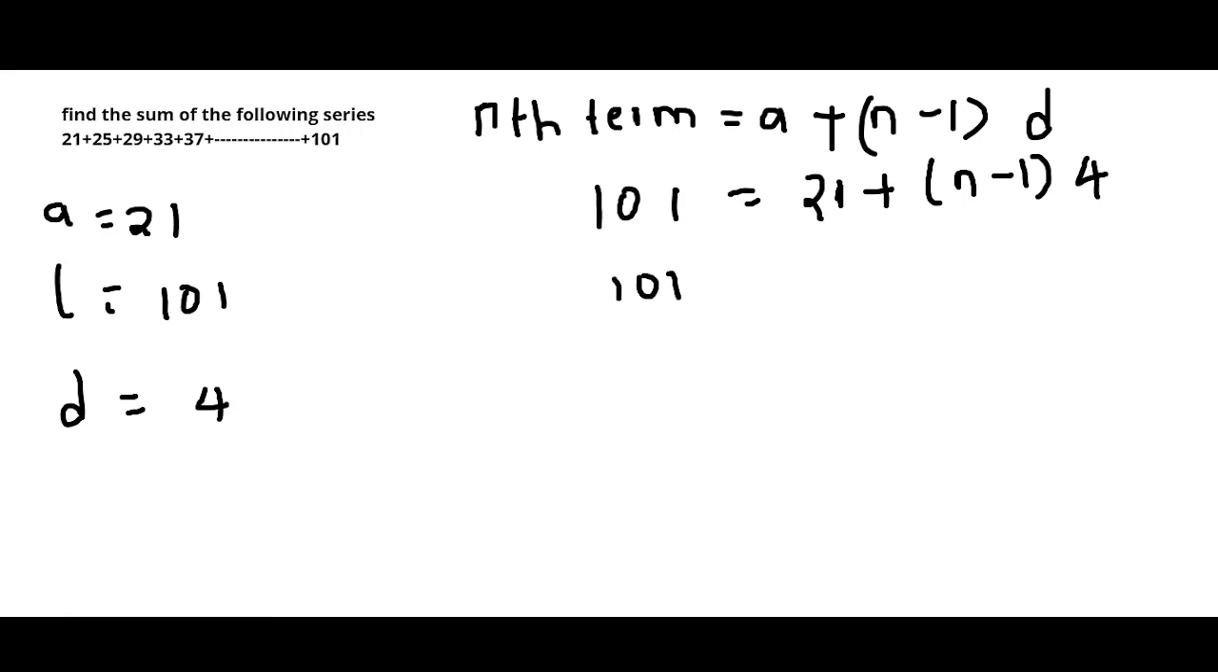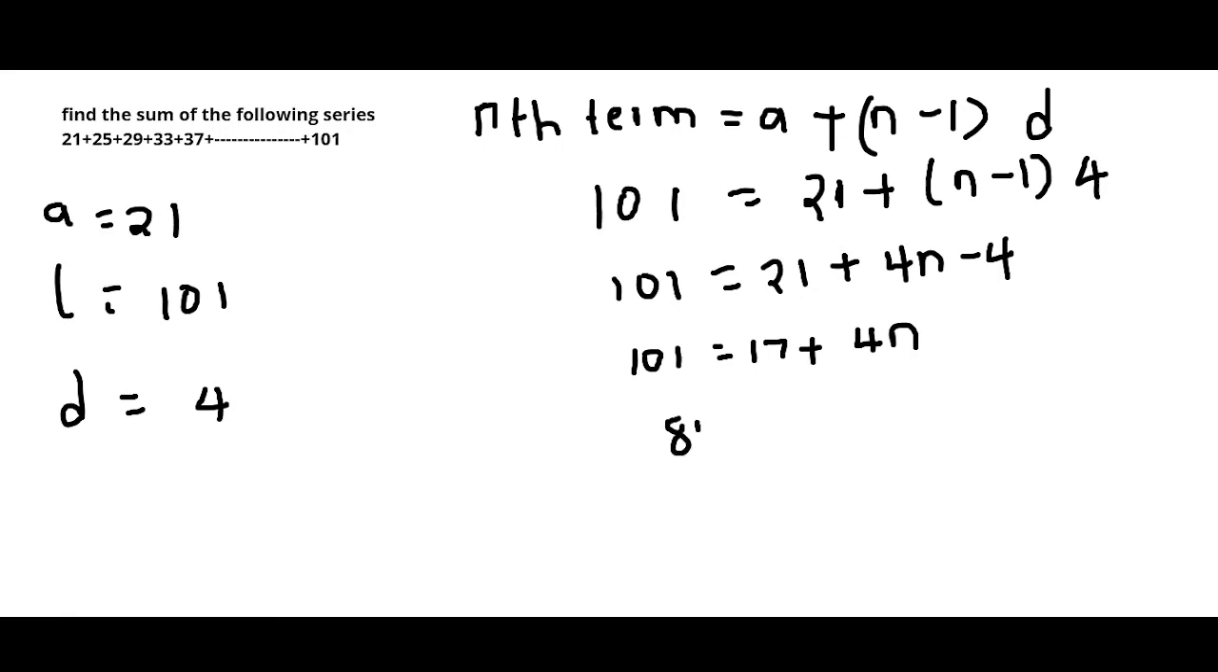So it will be 1 equals 21 plus 4n minus 4. 21 minus 4 is 17. So 1 equals 17 plus 4n. When we bring it here, it becomes subtraction. 1 minus 17 will give us 84, whereby 84 equals 4n, and the value of n will be 21. So there are 21 terms, and here we can now find the sum.